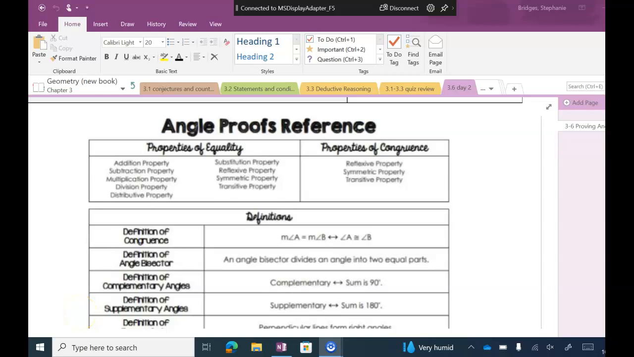Use. Now, no, you can't use it on your test. This is what you need to remember. But all of these things can be used as reasons in our proofs, and we're just going to talk about how they would relate to angles, okay?